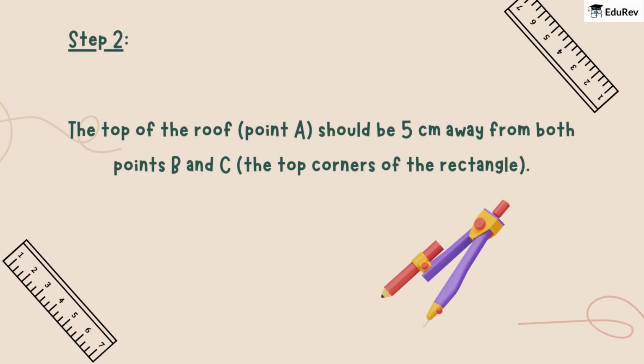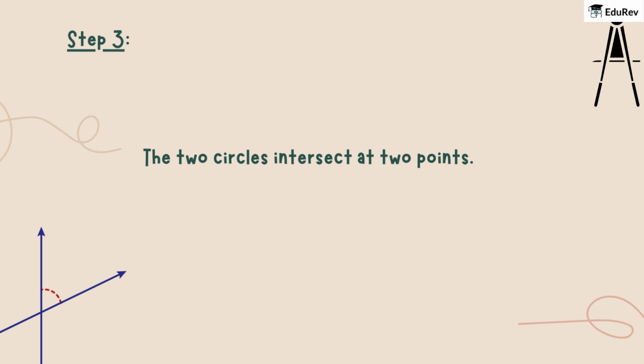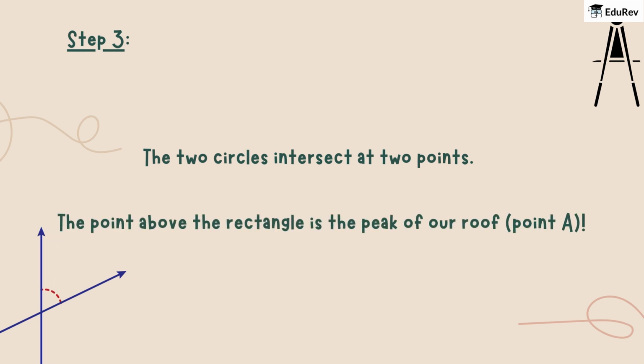Step 2. The top of the roof, point A, should be 5 centimeters away from both points B and C, the top corners of the rectangle. Step 3. Place the compass at point C and draw another circle of radius 5 centimeters. The two circles intersect at 2 points. The point above the rectangle is the peak of our roof, point A.